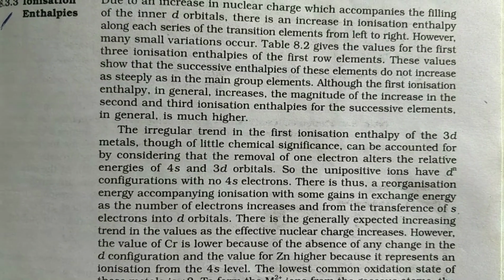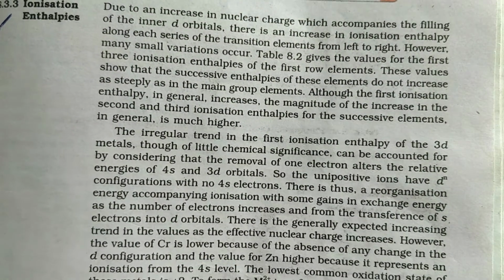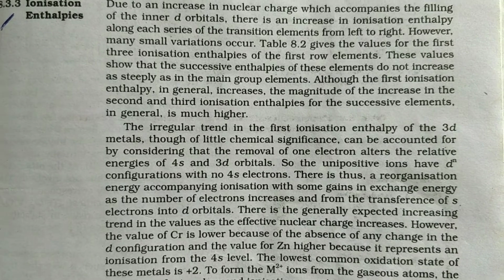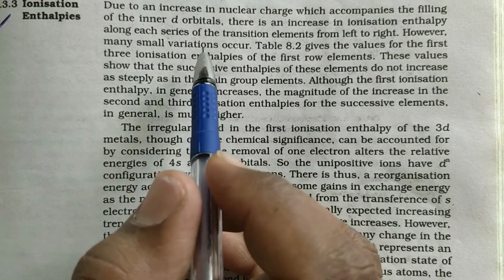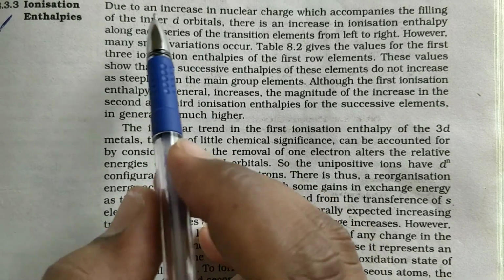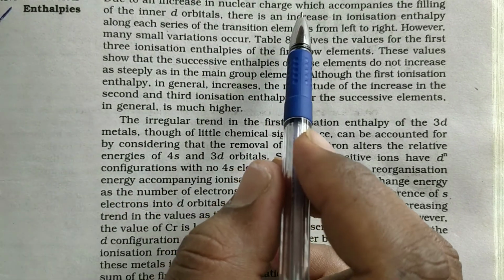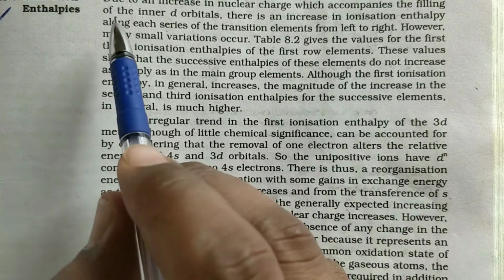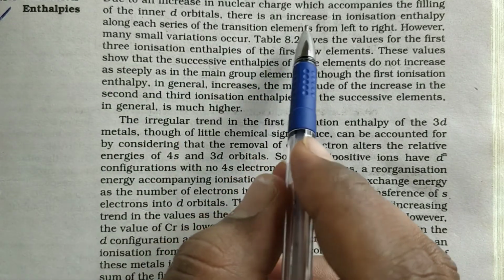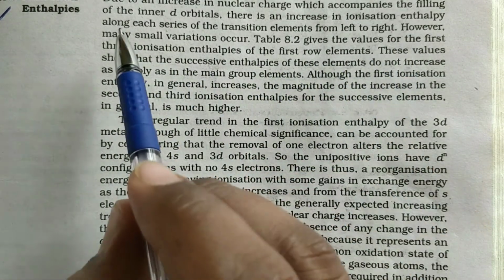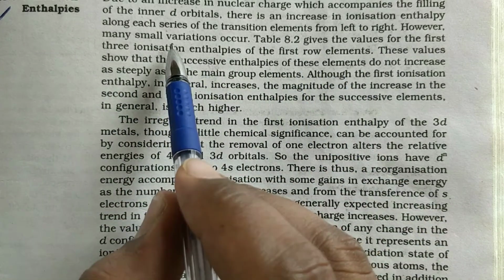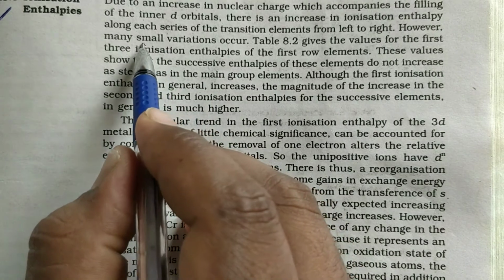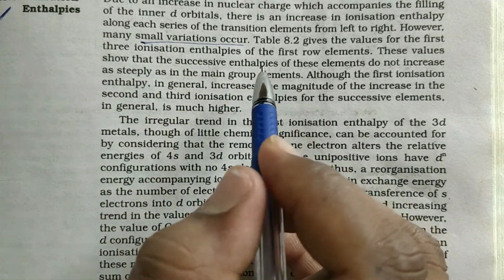Everything, all the explanations I gave till now, they were given in this paragraph. I will just read and go through to the next concept. Due to an increase in nuclear charge which accompanies the filling of the inner d orbitals, there is an increase in ionization enthalpy along each series of the transition elements from left to right. However, many small variations occur. There is no regular trend here.